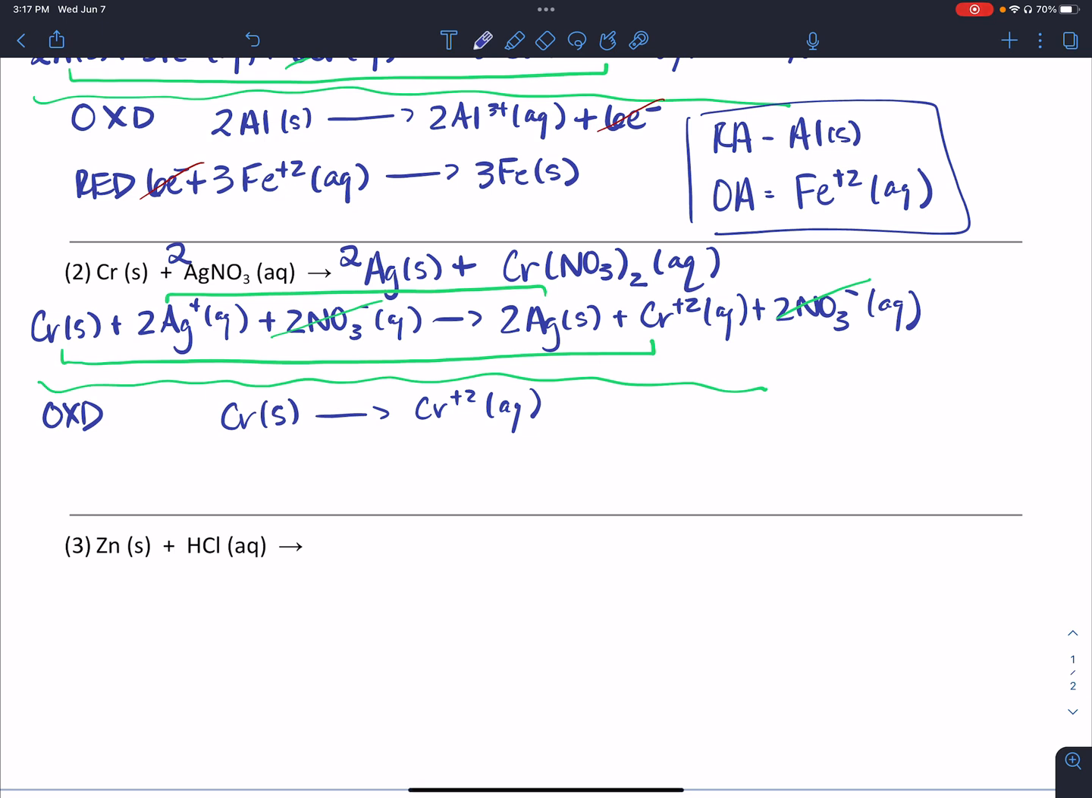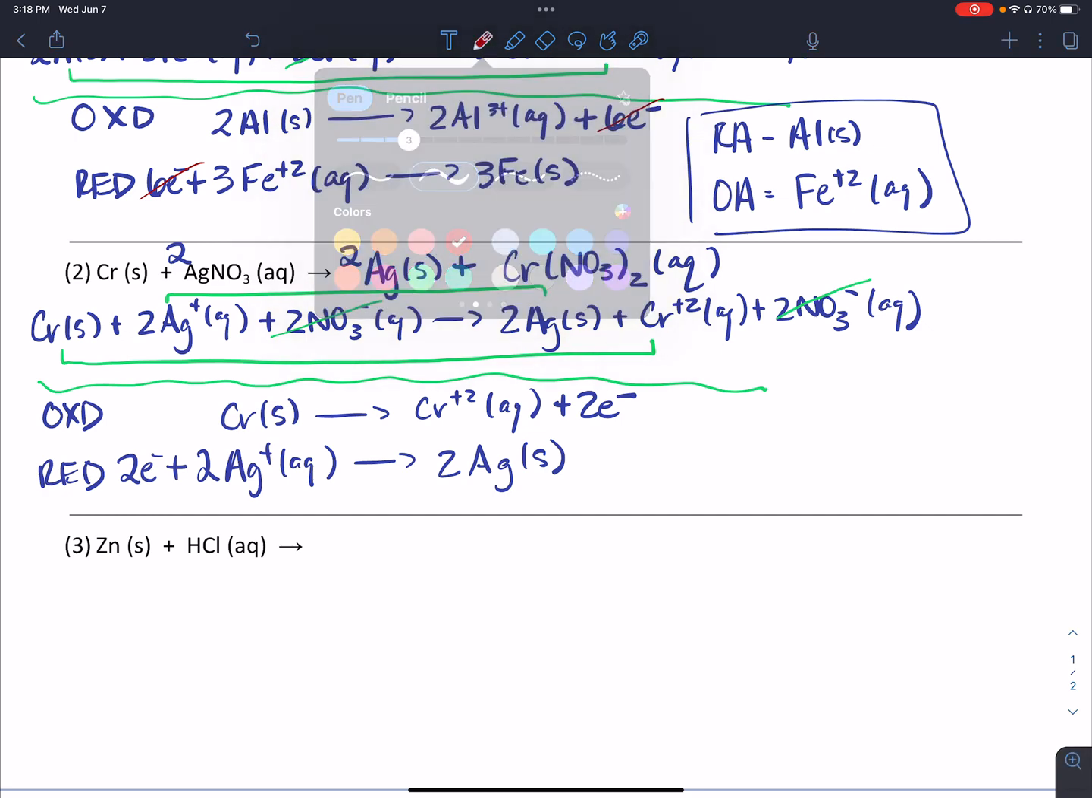And to balance for charge, I need to add 2 electrons to my product side to make it neutral on both sides. All right, for my reduction, I'm going to have 2 silver ions and 2 silver metal atoms. All right, and you can see your oxidation number is going down from +1 to 0, so that is my reduction. All right, and I'm going to need 2 electrons on my reactant side this time to balance for charge. All right, and just like we saw earlier, those 2 electrons would cancel, and we work our way back to the net ionic equation.